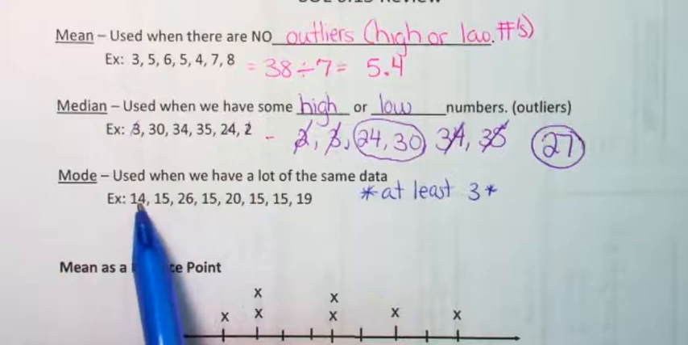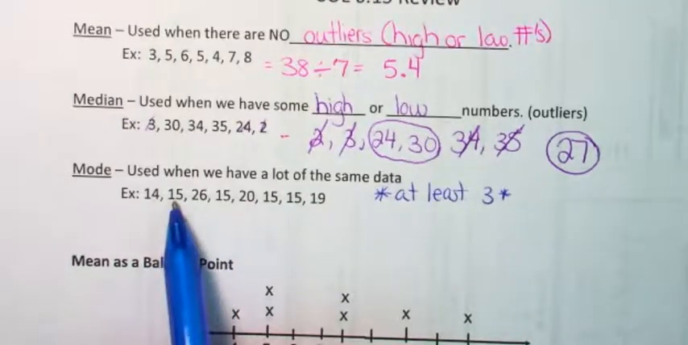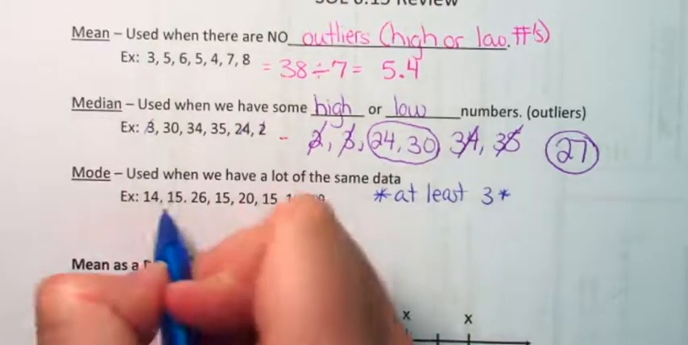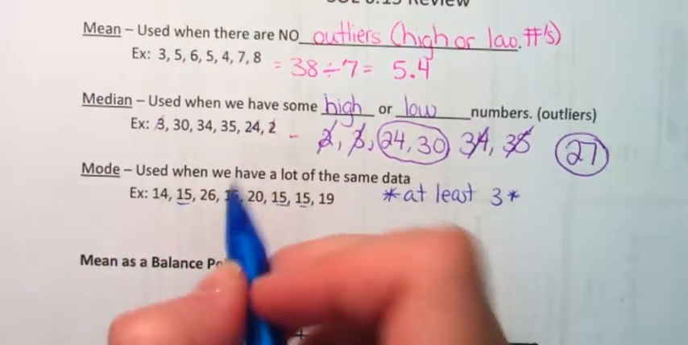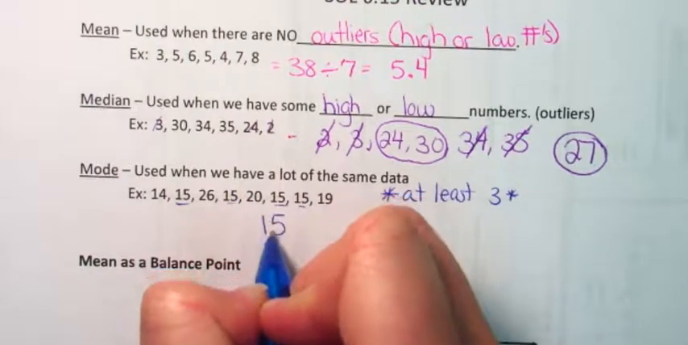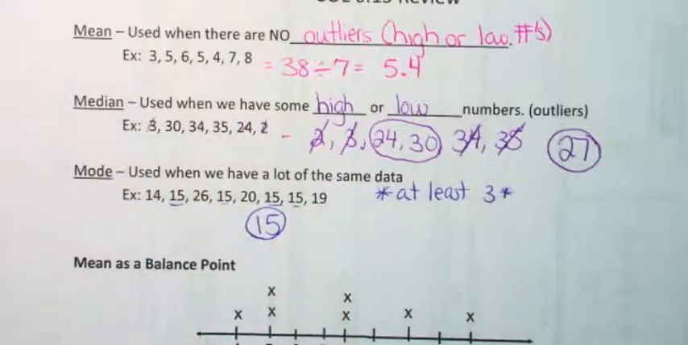So I'm looking at 1 14, 4 15s though, only 1 26, 1 20, 1 19. So we would say our mode is 15.